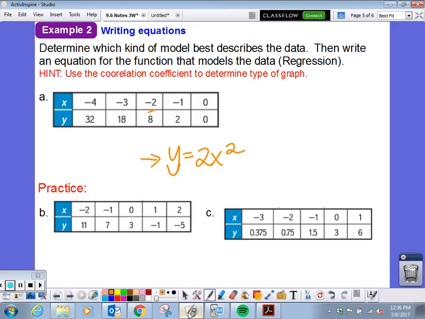Okay, we're also going to need to check to see if this is linear, quadratic, or exponential. So let's just check that really quick. This table is going down 4, down 4, down 4, down 4. That means that this is going to be linear.